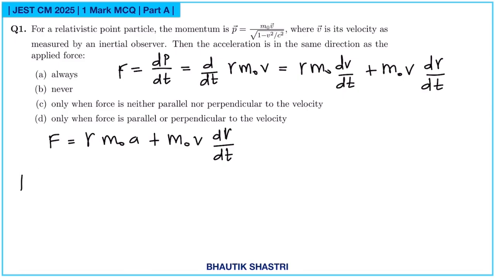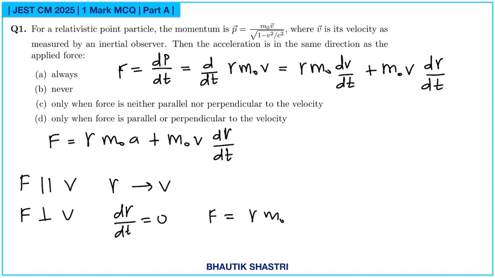Now consider a case when F is parallel to v. In that case, change in gamma is in the same direction as v, so the acceleration a stays aligned with force. And if F is perpendicular to v, in that case the magnitude of the velocity doesn't change initially, so d gamma by dt will be equal to 0. In that case, F will be equal to gamma m naught a, that means force and acceleration will be in the same direction. So here option C is correct. D is correct.